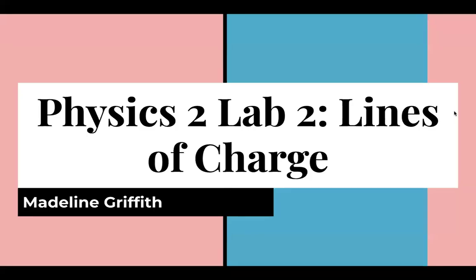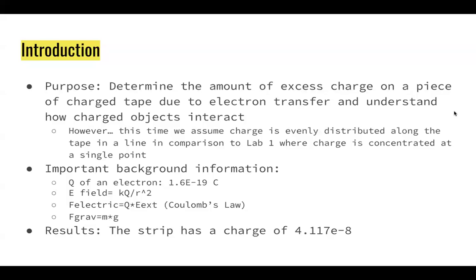This is my Physics 2 Lab 2 about lines of charge. So the purpose of this lab is to determine the amount of excess charge on a piece of charged tape due to electron transfer and understand how charged objects interact, which is the same purpose as last lab. However, this time we are assuming that the charge is evenly distributed along the tape in a line, in comparison to lab 1, where the charge is concentrated at a single point.